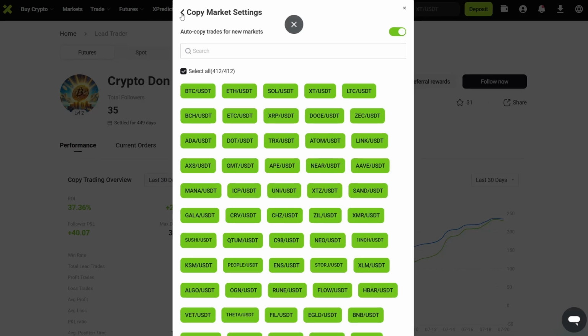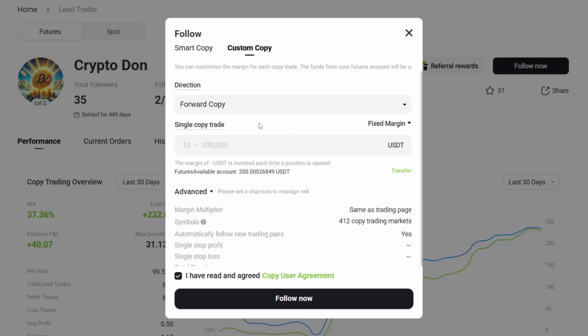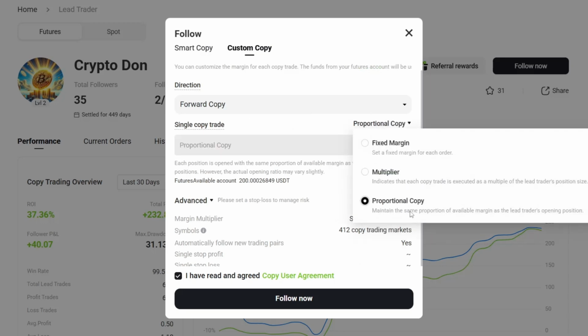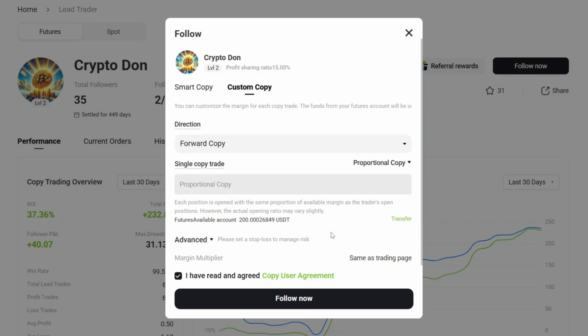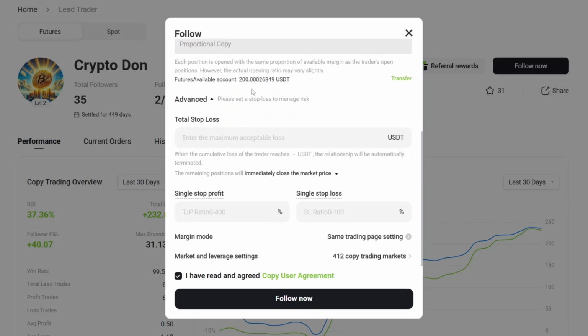So now that we have an understanding of how smart copy works, we're just going to go back to custom copy and put in our copy trade. Before we click follow now, let's set a total stop loss. So I'm copy trading Crypto Don with 200 USDT. If I lose, let's say 50 USDT, I want out. I don't want to copy him anymore. So that's what we're going to do.